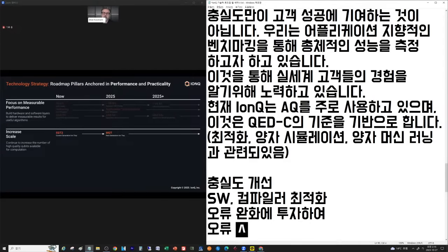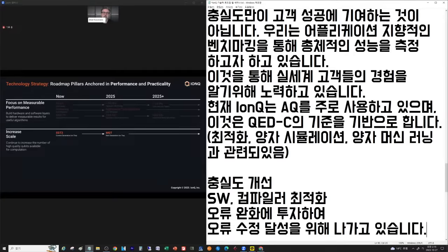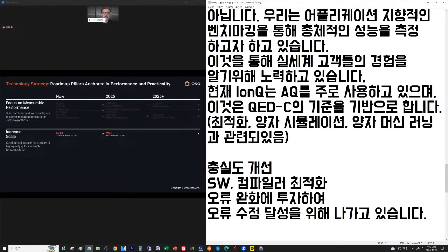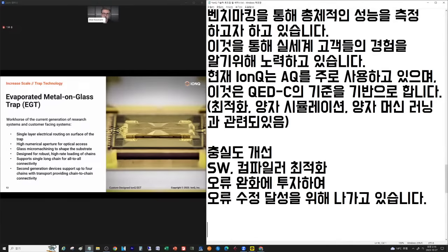Now, if we think about the scale aspect outside of performance, I'm going to talk about some of our trap development as well as some of our other work as we think about scale. So for traps, let's start by talking about our EGT, our evaporated metal and glass trap. The trap is the core of our quantum computing technology.